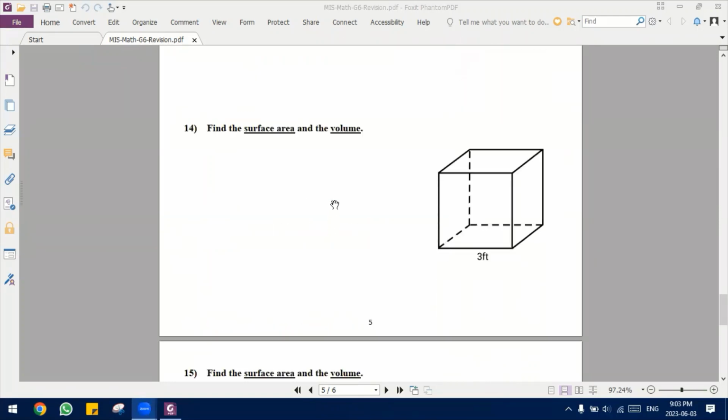Now, question 14. Find the surface area and the volume of this shape. If you see this shape, you have only 3 here. There are no other dimensions. What does that mean? This means that this is a cube. Cube, all the sides are equal. Good. So I know that the width is 3, the height is 3 also. Now to find the surface area, we draw the faces. I have the square.